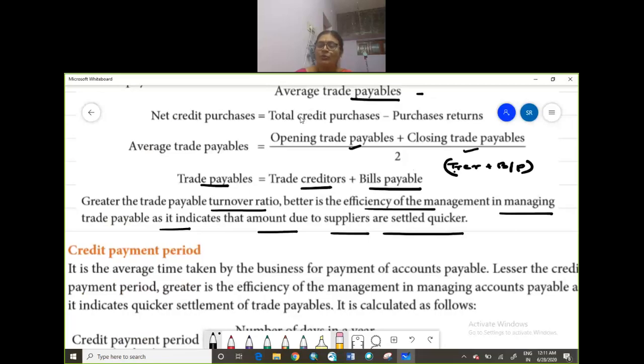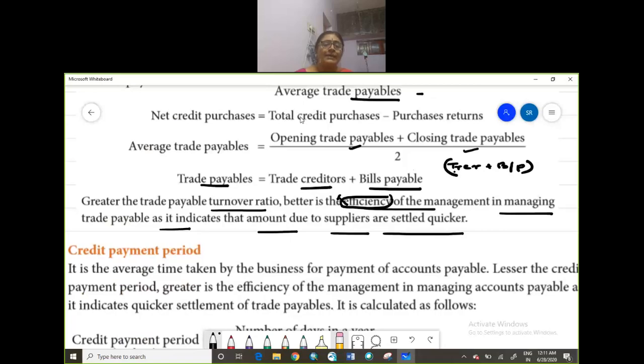In case you want to buy raw material from A, B, C, D, suppose you have been buying from A. Sometimes you may want to change, but A will always give a good comment about you to B, B will give a good comment to C. So you will have a good reputation and goodwill in the market. That means you are having a good cash flow, so whatever product you are manufacturing, you are able to sell it. So the greater the trade payable turnover ratio, the better the efficiency of the management.